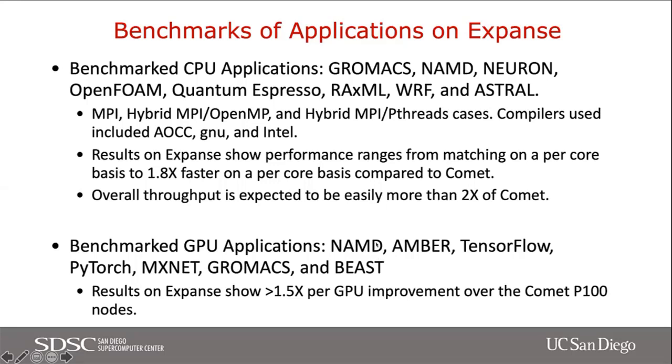On the GPU side, we've benchmarked some of the MD codes like NAMD and Amber, and also a lot of the machine learning kind of codes. What we've seen is greater than 1.5x per GPU improvement over the Comet P100 nodes. And for some codes, it's closer to 2x. It's 1.85 to 2x for Amber, for example.